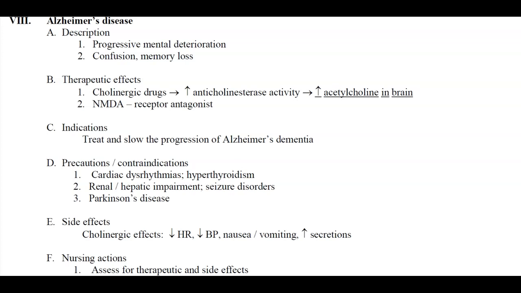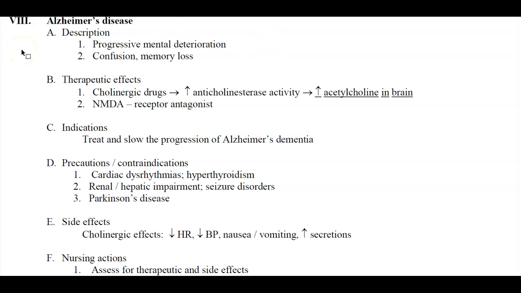Alzheimer's disease. Alzheimer's is basically a progressive mental deterioration, so down the road it causes confusion and memory loss. Therapeutic effects of drugs used for Alzheimer's disease include the following. For cholinergic drugs, they increase anticholinesterase activity, which in turn increases acetylcholine in the brain.